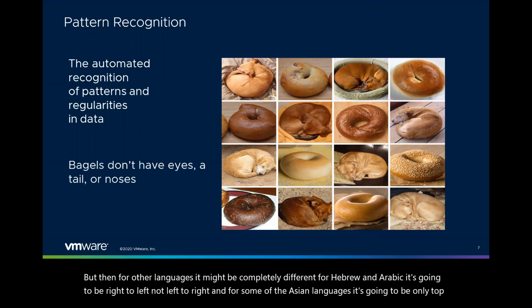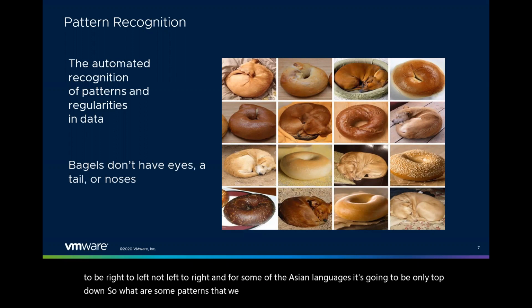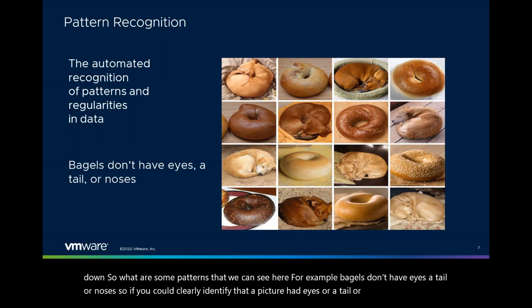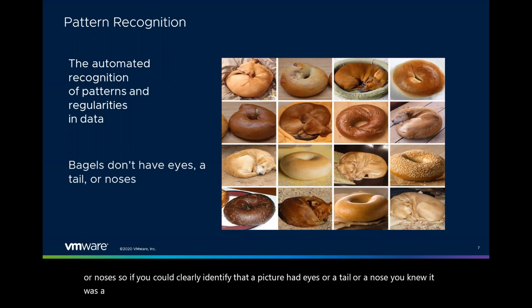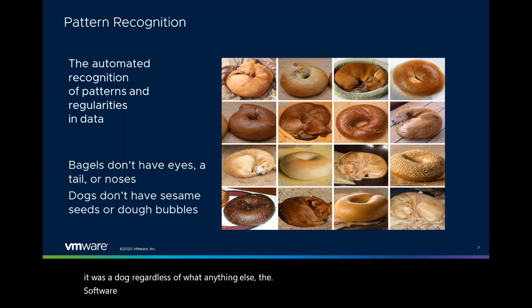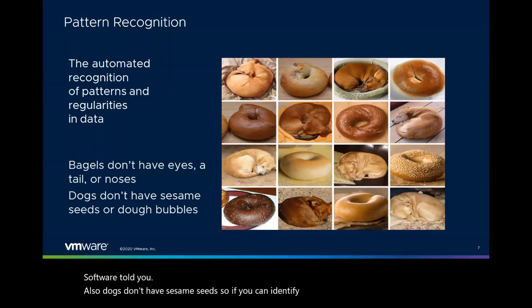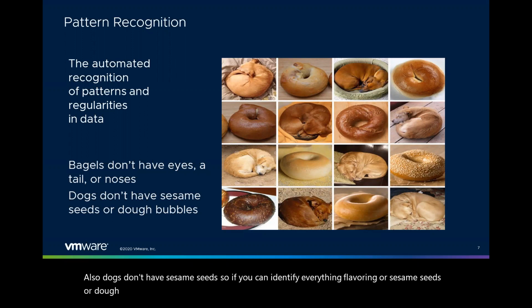So what are some patterns that we can see here? Well, for example, bagels don't have eyes, a tail, or noses. So if you could clearly identify that a picture had eyes or a tail or a nose, you knew it was a dog, regardless of anything else the software told you. Also, dogs don't have sesame seeds. So if you can identify everything flavoring or sesame seeds or dough bubbles, like in the lower left pumpernickel bagel, you automatically know that even if that bagel looks like a dog, it's not a dog, because dogs never have those things.